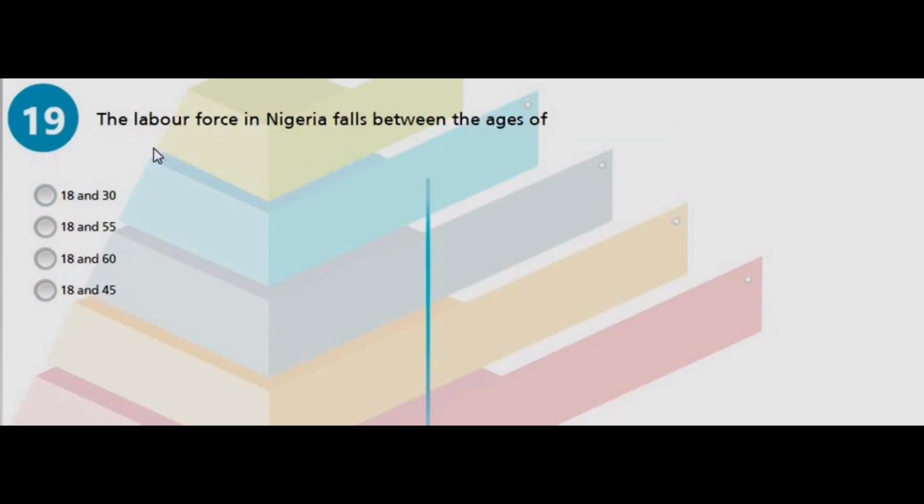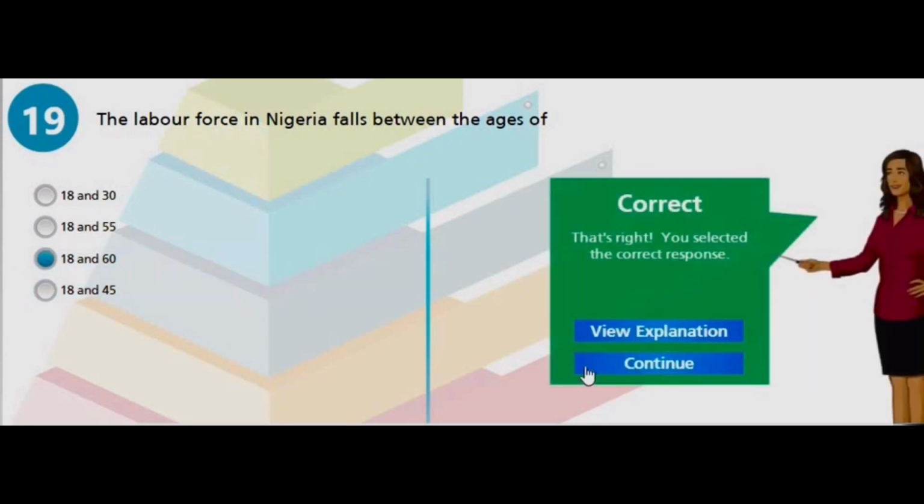Question 19. The labor force in Nigeria falls between the ages of what? Is it 18 and 30, 18 and 55, 18 and 60, or 18 and 45? Of course, the right answer is C, 18 and 60.